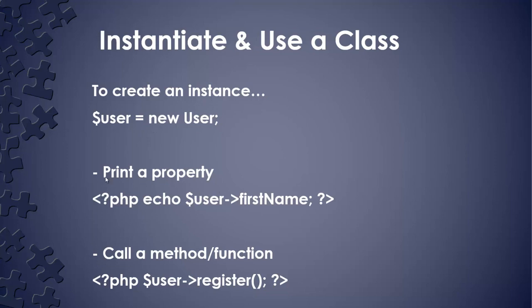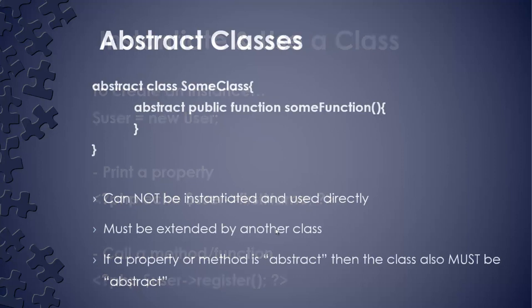To print a property, we could say echo and then whatever the class variable and then whatever property we want. Same thing with methods or functions: we use the variable and then whatever the name of the method or function.